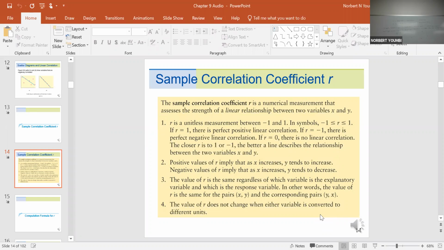The second one is what determines the nature of the correlation between two variables. The correlation coefficient tells us whether the direction is positive or negative, and also the strength. The closer R is to -1 or 1, the stronger is the correlation.